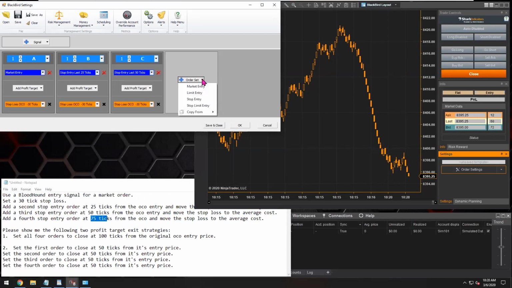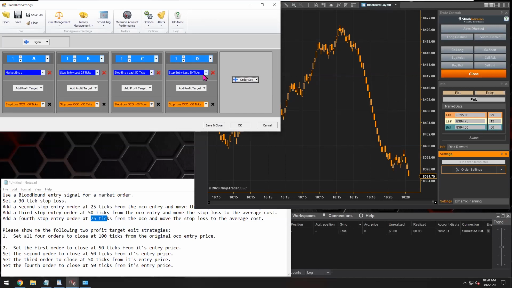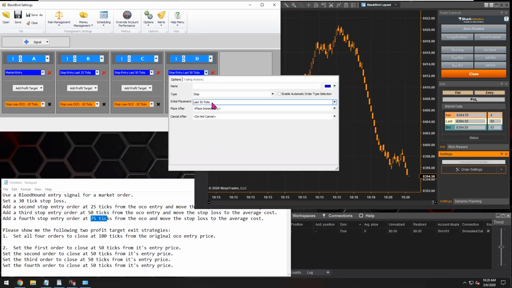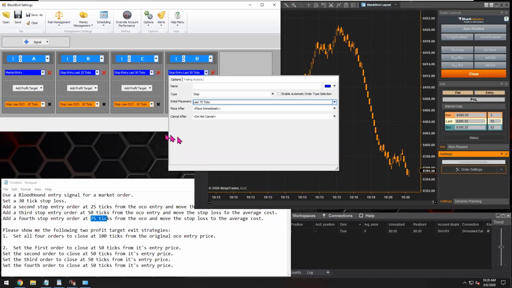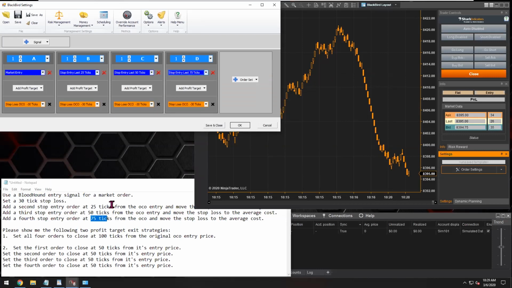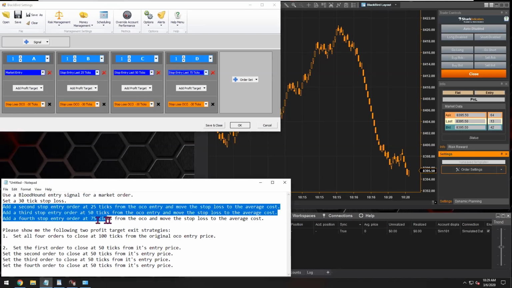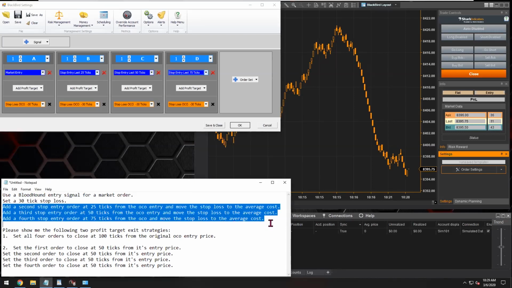All right, and then we'll do this one more time. Make a copy of C. And now order set D. That will be a 75 tick offset. All right, so that's this first part here, right?